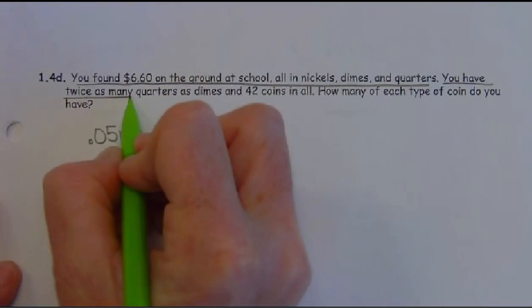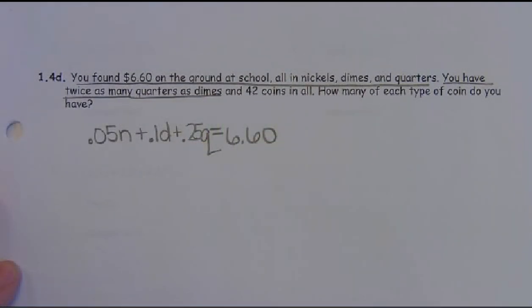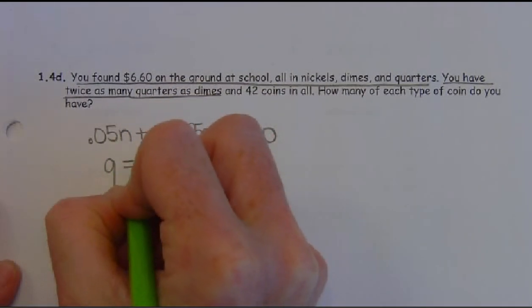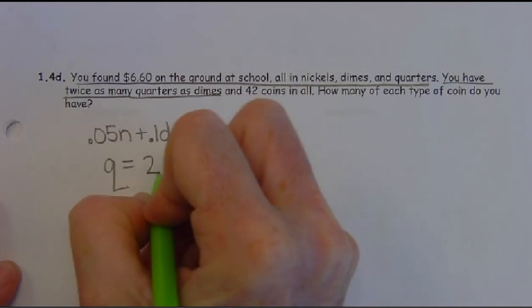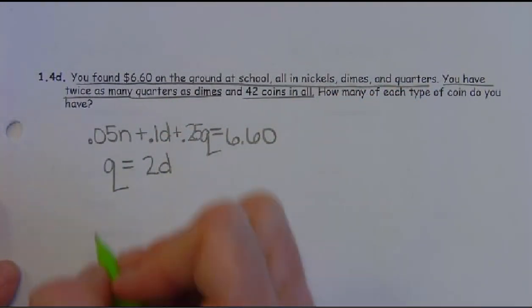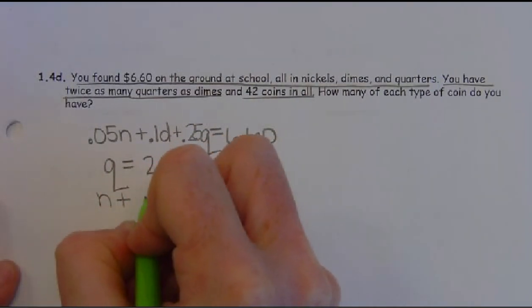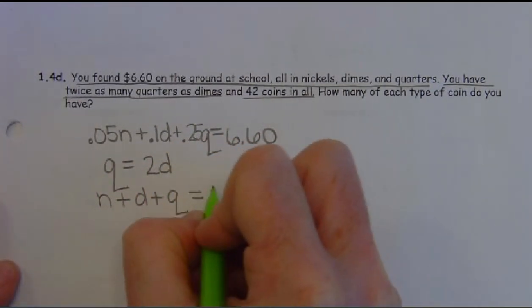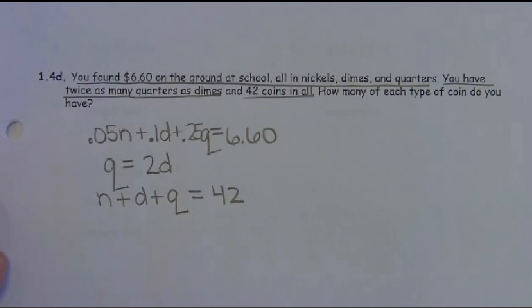Next, you have twice as many quarters as dimes. So my quarters is equal to twice the number of dimes. And then I have 42 coins in all. So the number of nickels, dimes, and quarters all together equal 42. So those are my three equations.